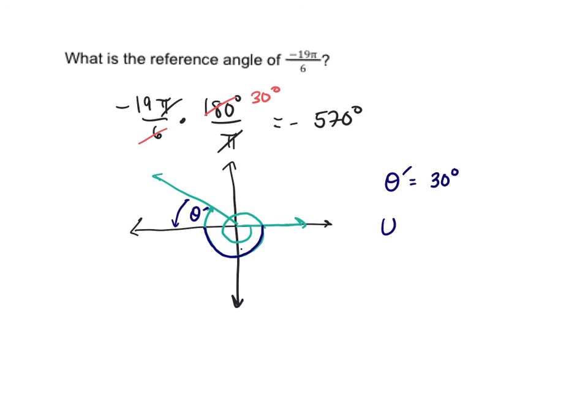And if you want to go to radians, then 30 is pi over 6. So the reference angle is pi over 6.